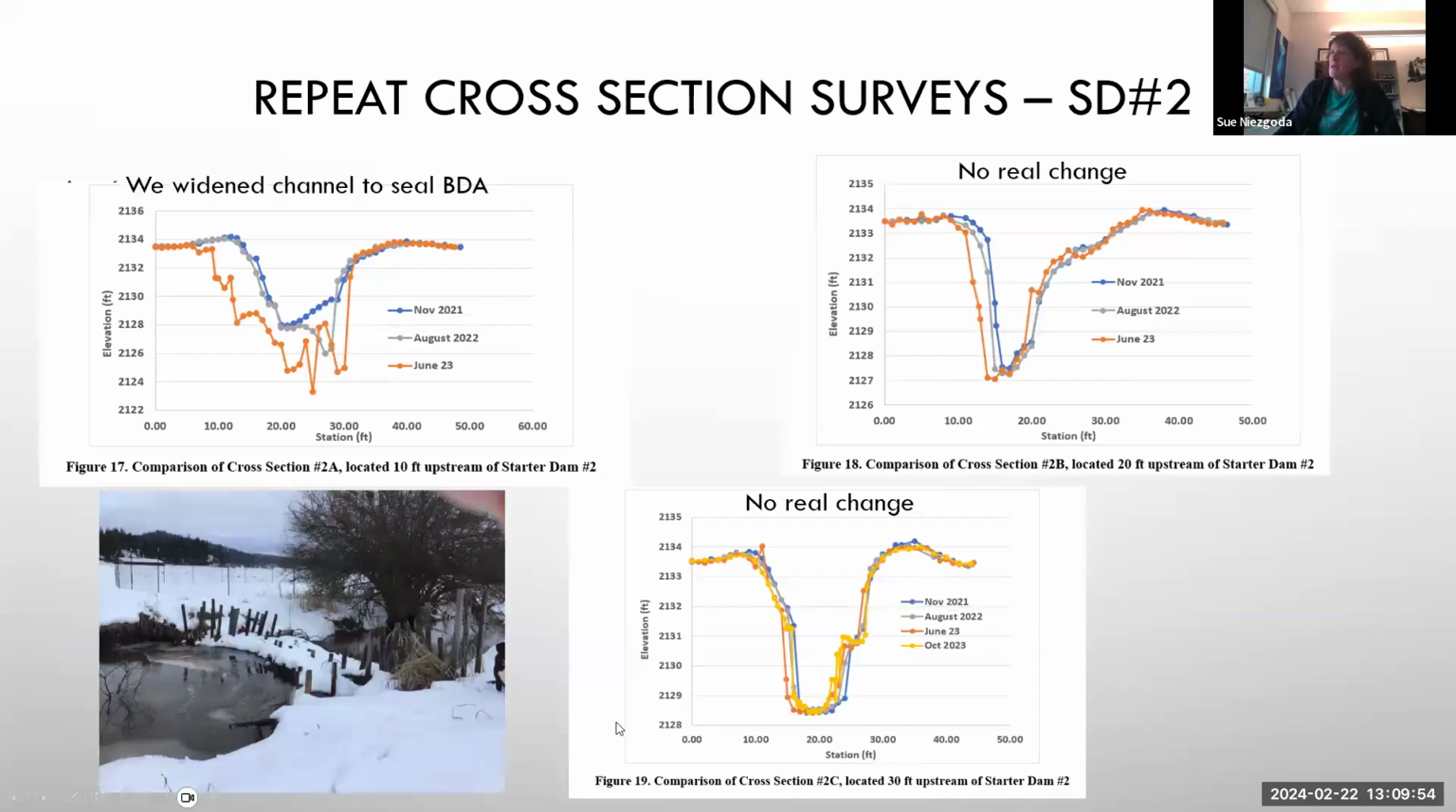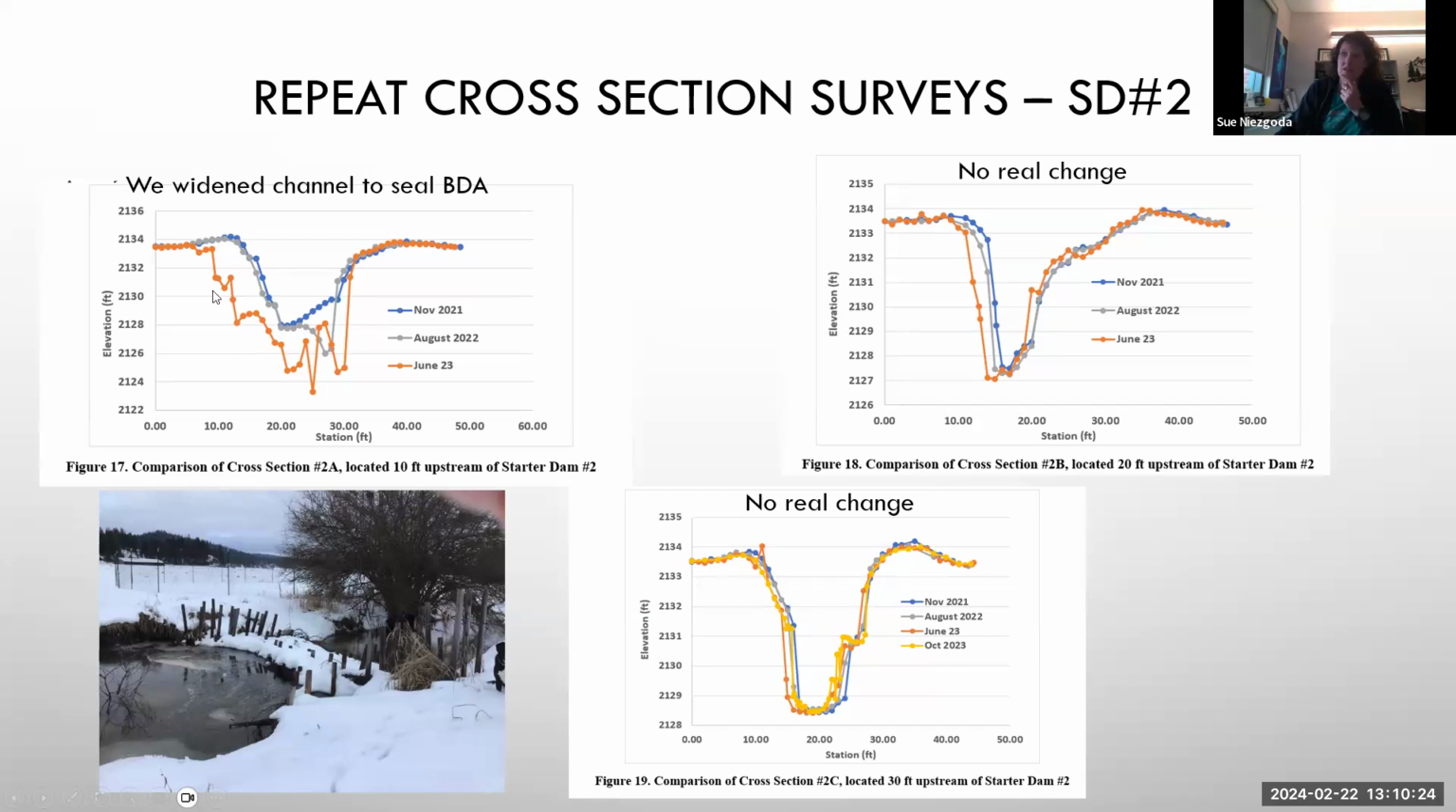This is starter dam number 2, similarly with repeat cross sections. You can sort of see that the posts are starting to lean in the middle in the downstream direction. Flow is going left to right in these pictures. This one in particular was getting that scour under the ice phenomenon, and you can see it's starting to undermine this beaver dam a little bit, the posts with their embedment. So we attempted to seal up that hole.